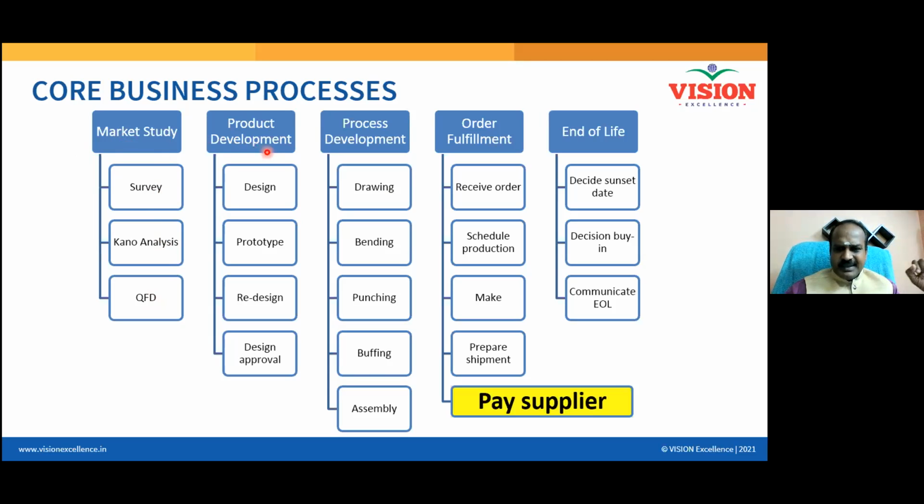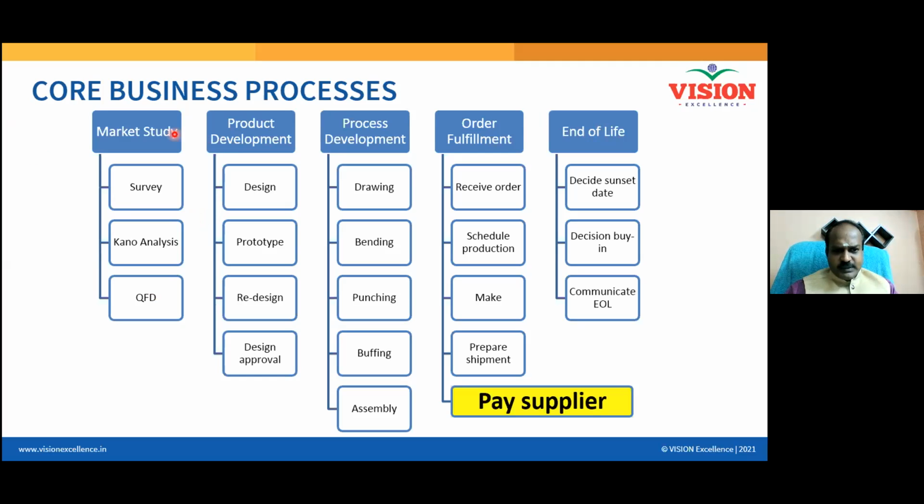And then the next kind of process is product development, and then process development, and then order fulfillment. Like you get the order from the customer, and then schedule the production, and then you actually produce, and then you have to arrange for the shipment. And also processes related to end of life. Some of the products you may stop producing after some period of time, maybe because of new technology. You call it end of life processes, right?